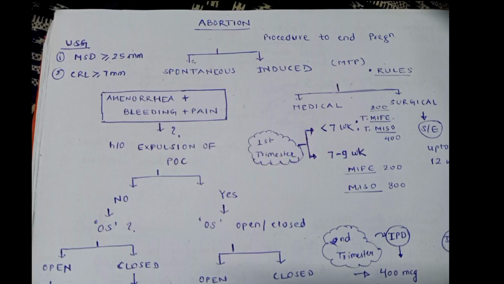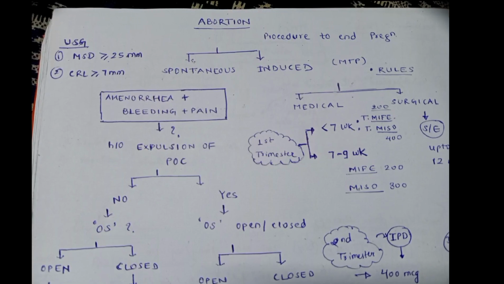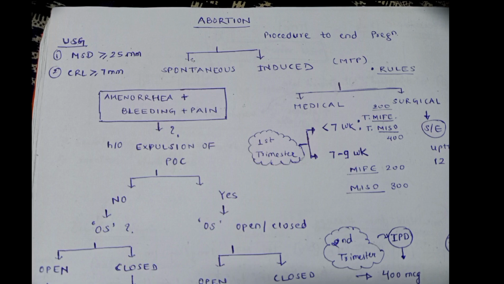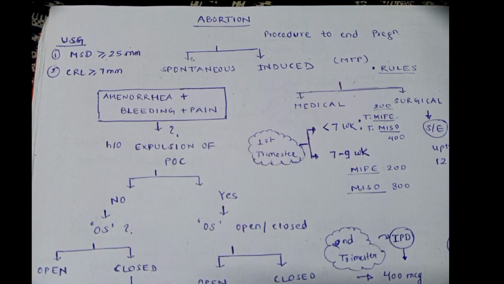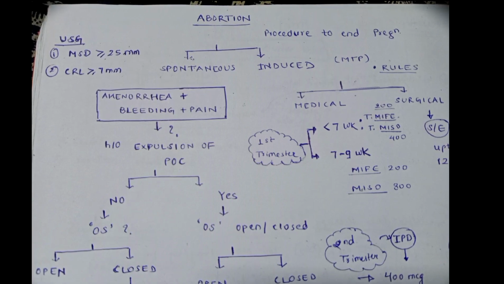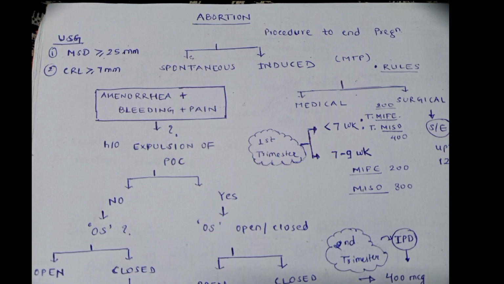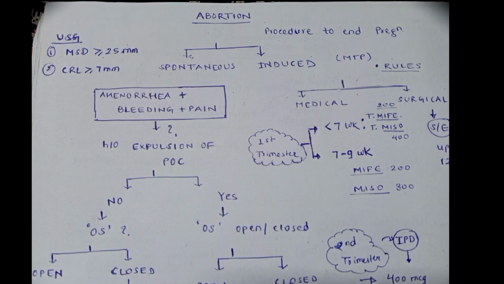So abortion is a procedure to end pregnancy. It can be of two types: spontaneous abortion or induced abortion. Spontaneous abortion is also called miscarriage. It generally happens due to chromosomal abnormalities in the baby or maternal infection.